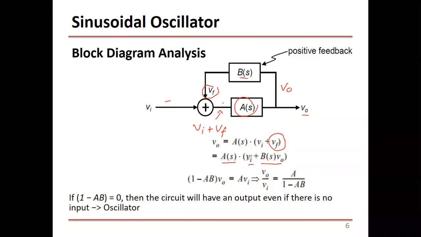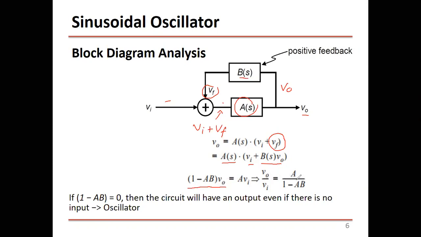And then you rearrange, making the V output on one side. So you send this term here to the other side. You get 1 minus AB times V out. And the gain, which is V out over V in, is going to be A over 1 minus A times B. Okay.